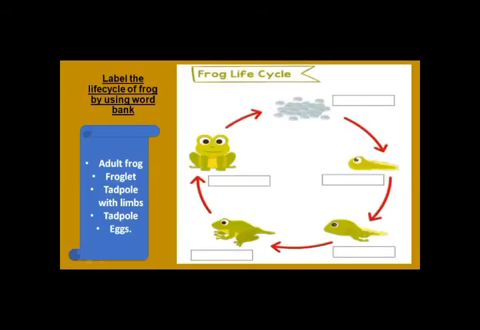Now, next, beta, what will you do? This is the life cycle of a frog. Label the life cycle of a frog by using the word bank. Where is the word bank? This is the word bank. You have to choose the words from here and put those words in these columns.